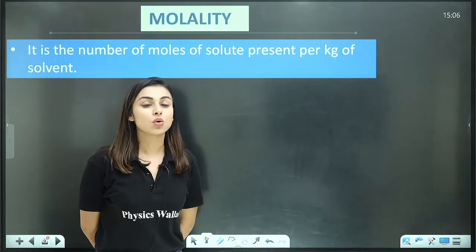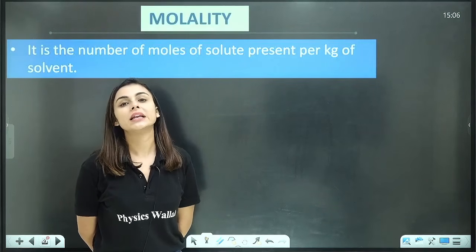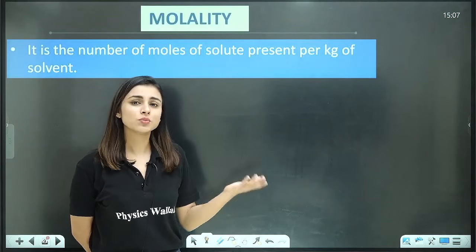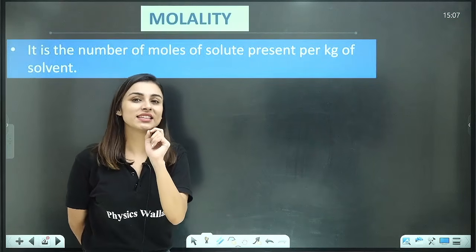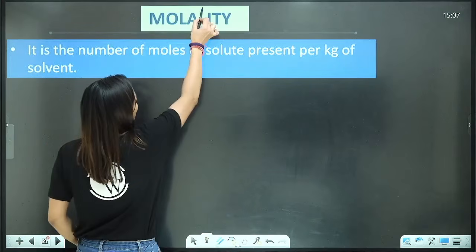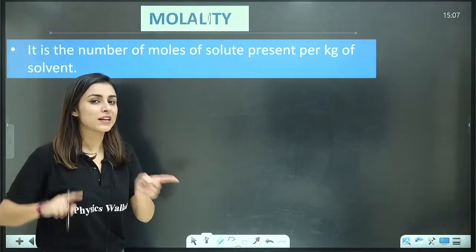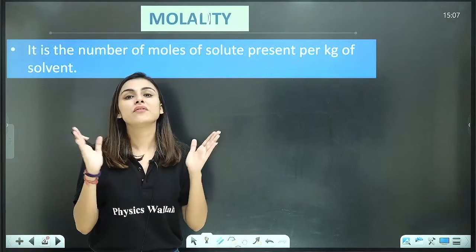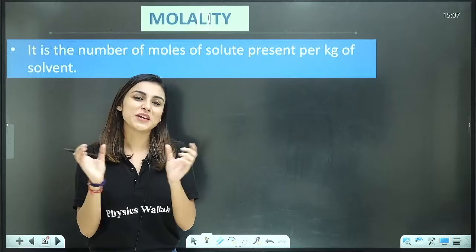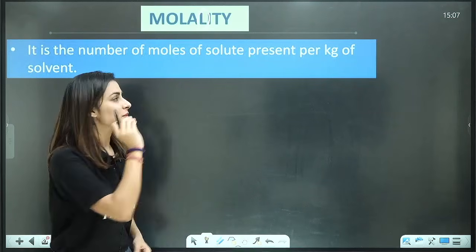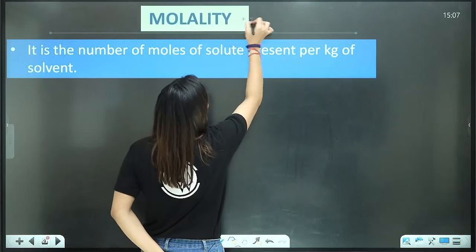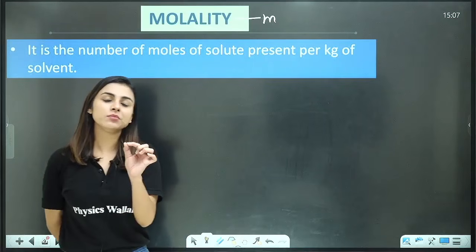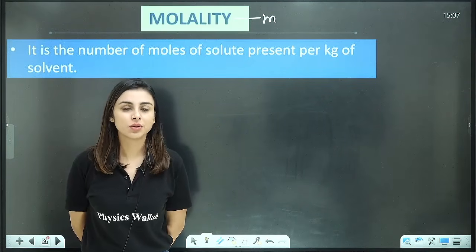Now the next concentration term is molality. Ma'am, just now we discussed molarity. What is molality? My dear students, you can see that there is just a difference of one letter, which is L. That was molarity and this is molality. But there is a whole lot of difference in the expressions of both, right? Yes. Molality is defined by small m. Whenever you see small m, just understand that it is talking about molality.